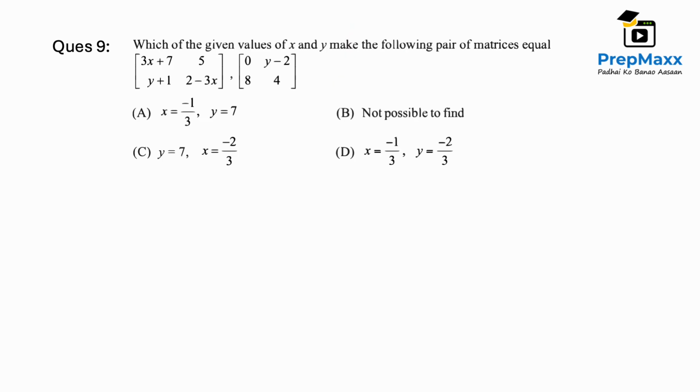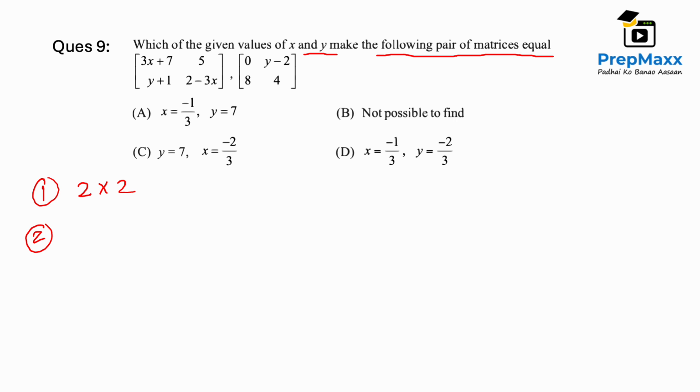We have to find the values of x and y that make the following pair of matrices equal. So any pair of matrices would be equal when their orders are equal. This is the first condition. So both the matrices are of the order 2 by 2. So the first condition is satisfied here. The second condition is that corresponding elements must be equal.